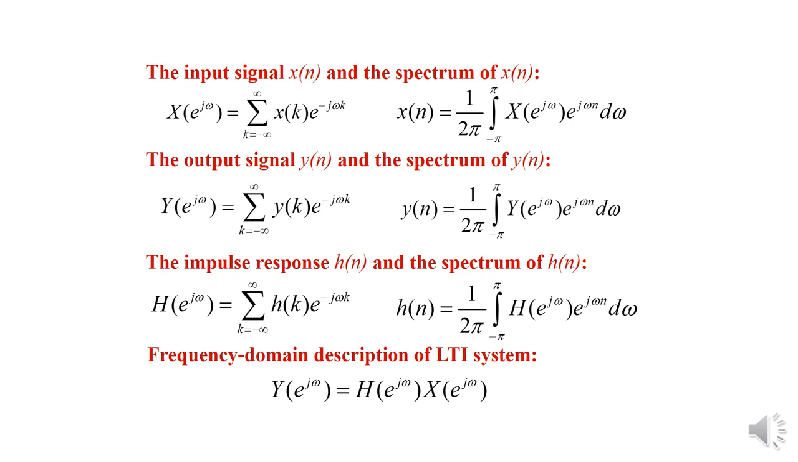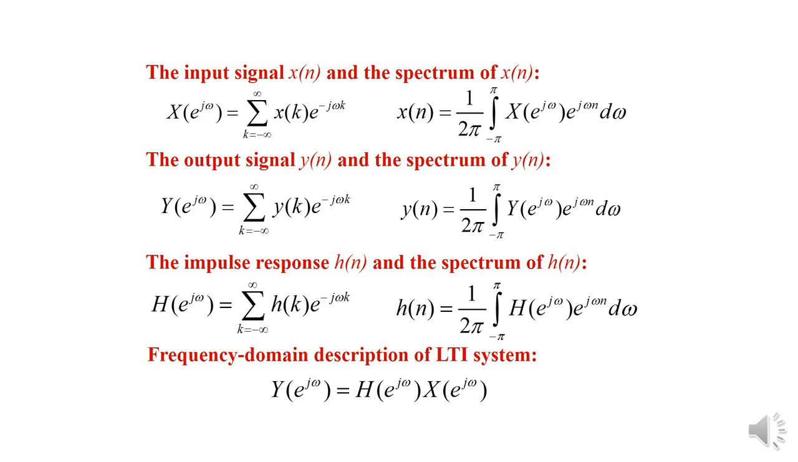So convolution will be converted to multiplication in the frequency domain, or when we take the discrete time Fourier transform, convolution will be converted to multiplication. So here you can see X(e^{jω}), the discrete time Fourier transform of x[n], is written, and Y(e^{jω}), the discrete time Fourier transform of y[n], is also written.